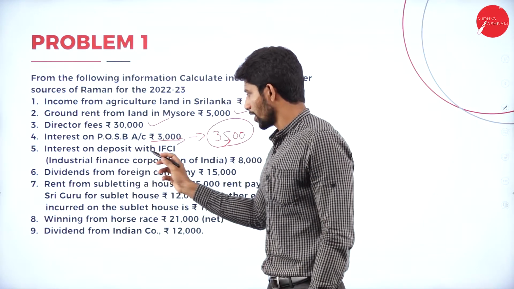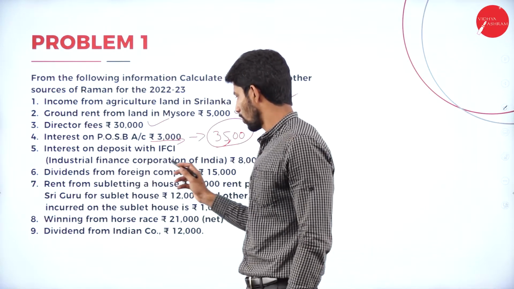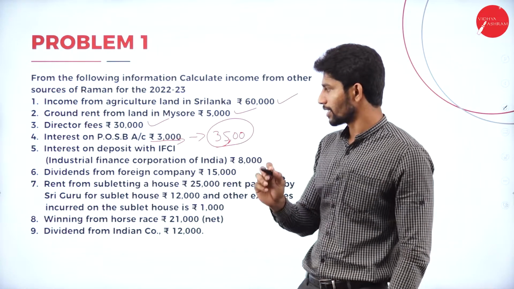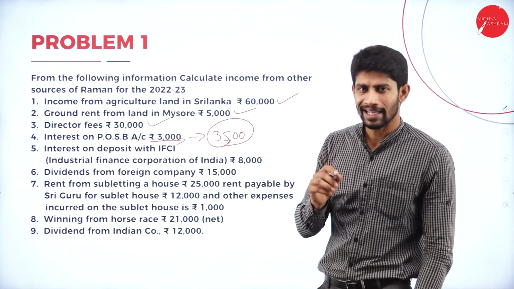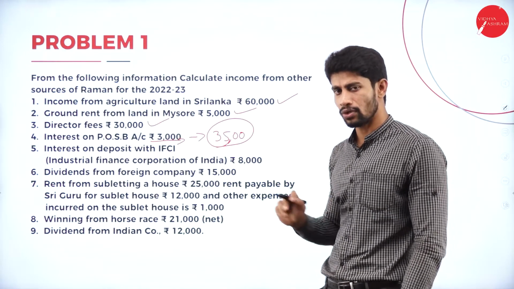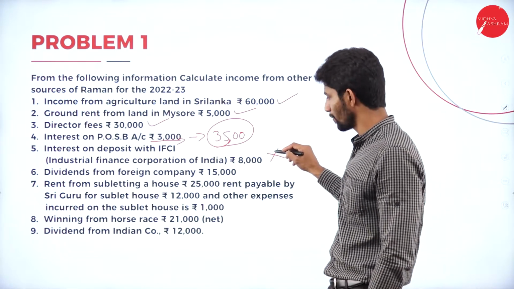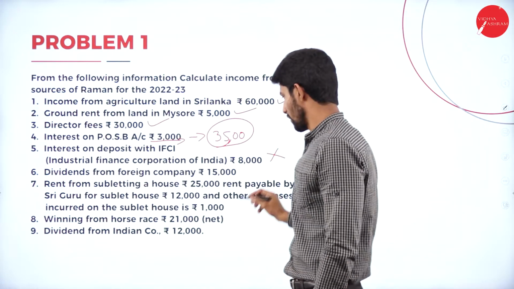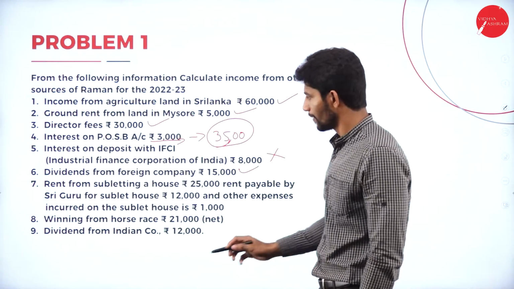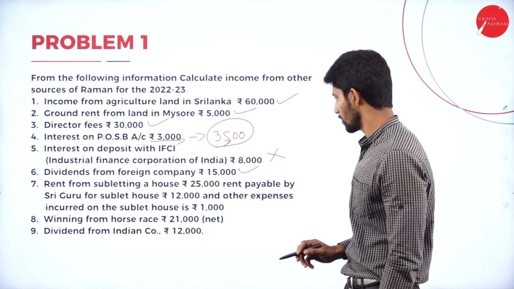Next, interest on deposit with IFCI, that is Industrial Finance Corporation of India. Any interest received with respect to IFCI is exempted. It is a tax saving scheme, so it is exempted. At the place of taxable value, we will be writing nil. Next, dividend from foreign company, yes, taxable. Next, rent from subletting a house for rupees 25,000.